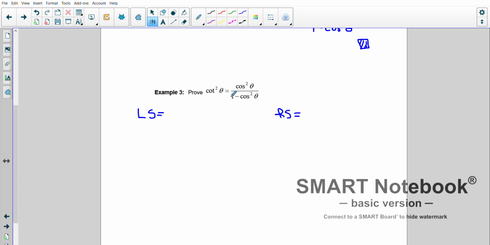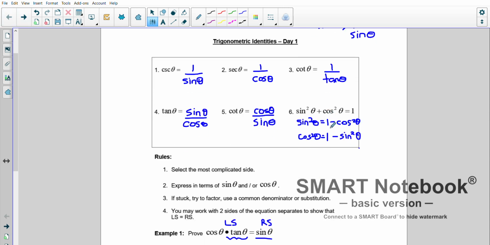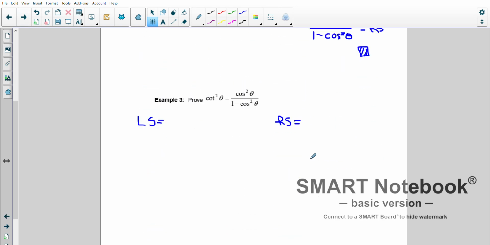So right away I see this 1 minus cos squared theta, and thinking back to this, I know that that equals sine squared theta. So I'm going to go ahead and do that. So I'll leave the cos squared theta on the numerator, and instead of writing 1 minus cos squared theta, I'm going to write sine squared theta.